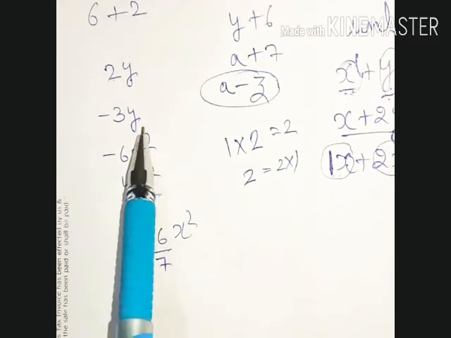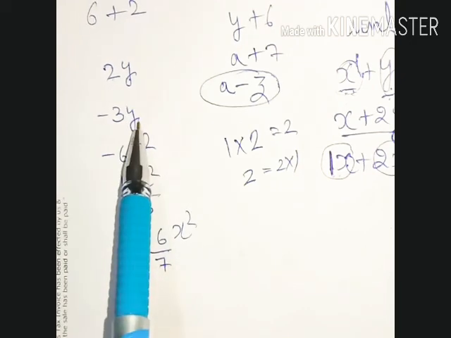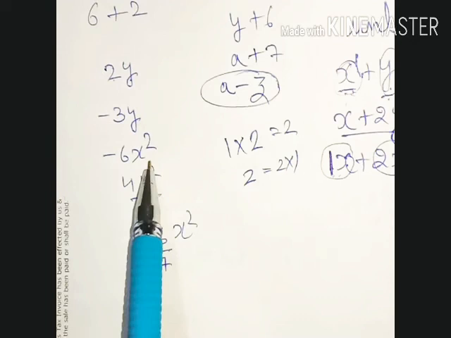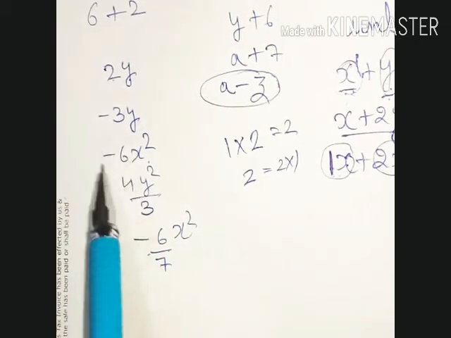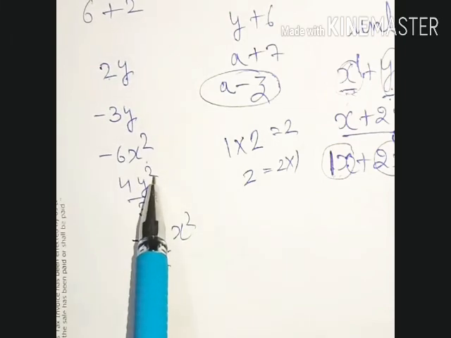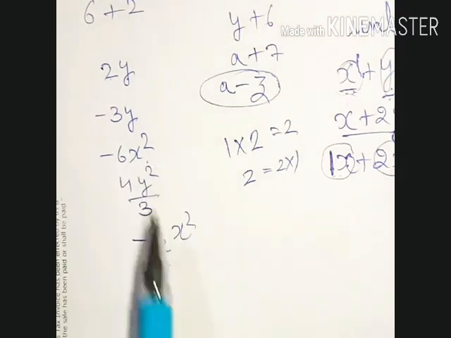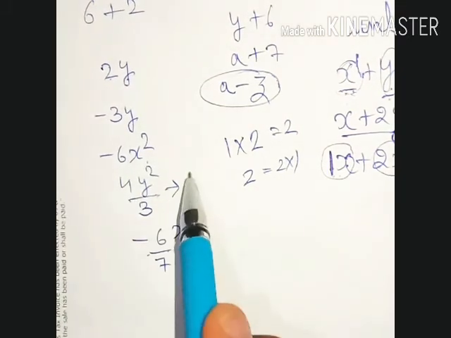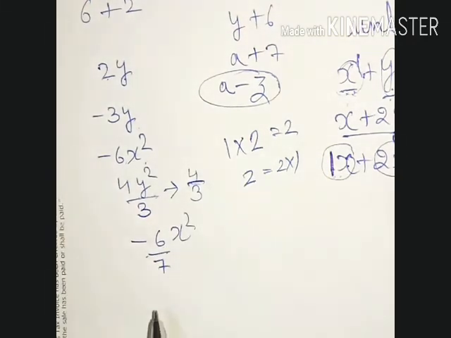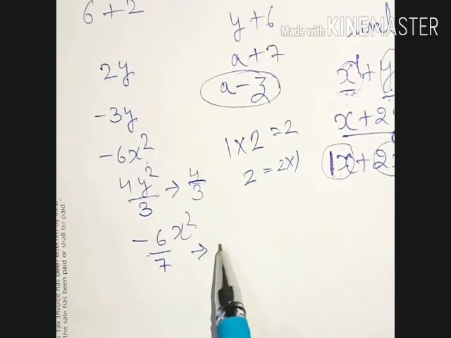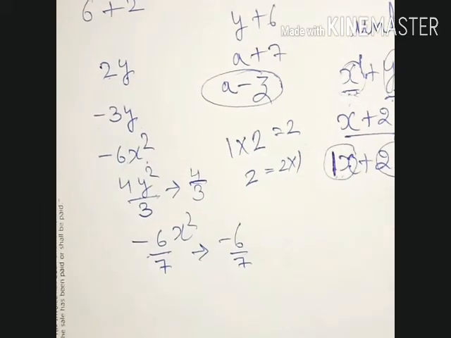And in this minus 3y, what's the coefficient of y? It's minus 3. As in minus 6x square, what is the coefficient of x square? The coefficient of x square is minus 6. Next is 4y square upon 3. What's the coefficient of y square? The coefficient of y square is 4 by 3, positive. Minus 6 upon 7x square, what's the coefficient? The coefficient is minus 6 by 7. It is the coefficient of x square.